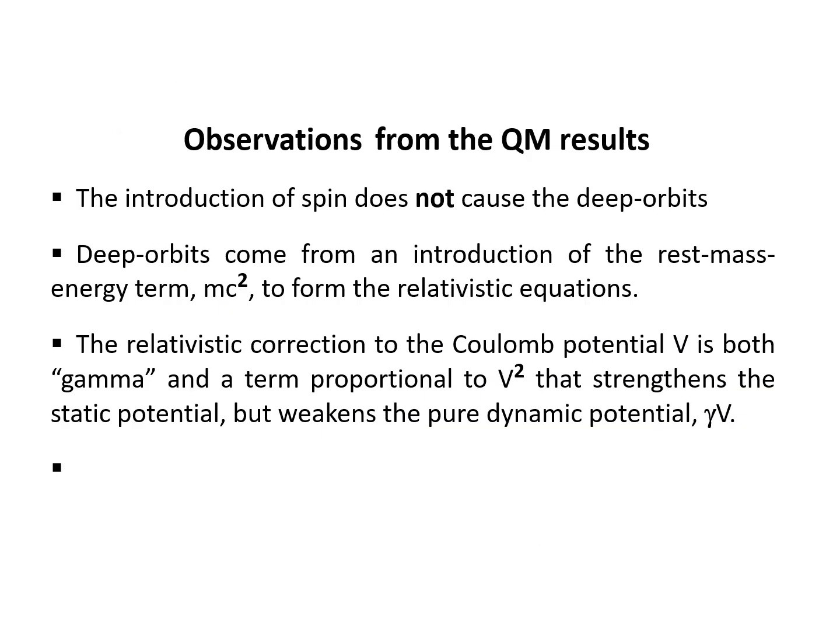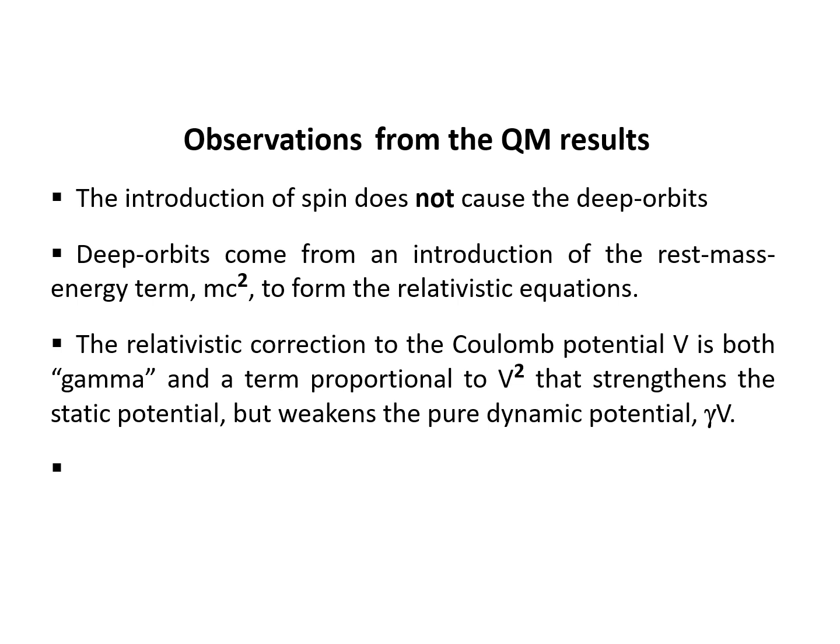What can we learn with some observations from the quantum mechanical results? The introduction of spin does not cause the deep orbits. The difference in results of the Klein-Gordon and Dirac equations are less than 2 out of 500 keV. That's not a big effect. Deep orbits come from the introduction of the rest mass energy term to form the relativistic equations.